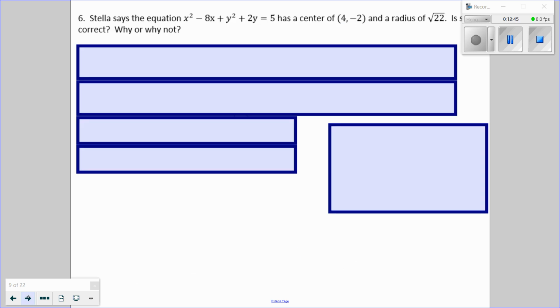Well, let's see if Stella's right. Why don't you pause it, do the work, and then come back, and we'll see if you and Stella are correct or incorrect. Pause it, do it, come back.